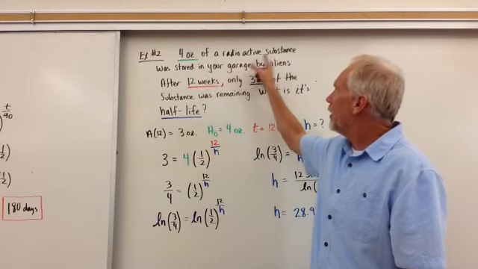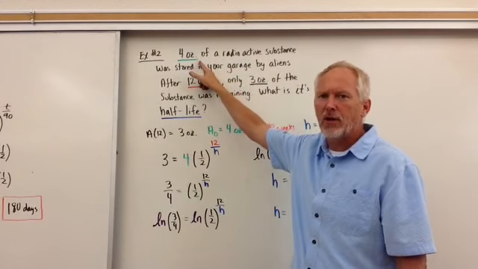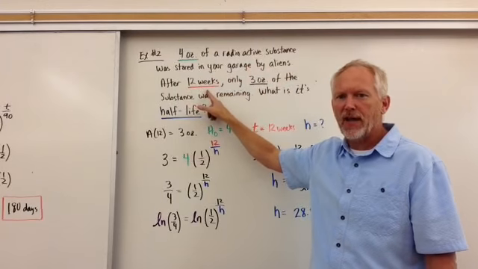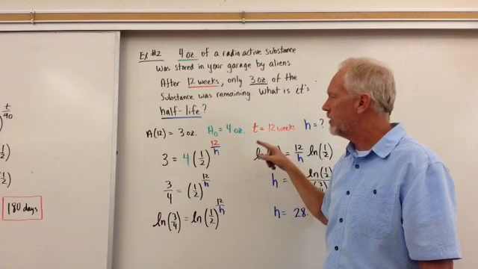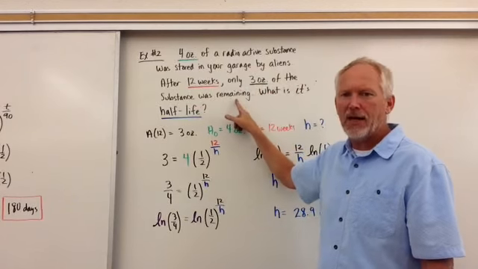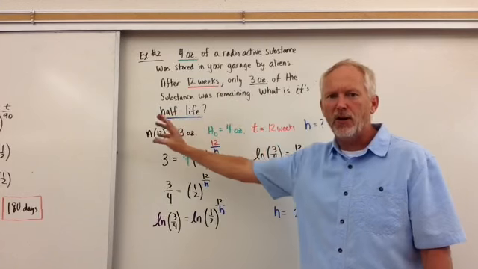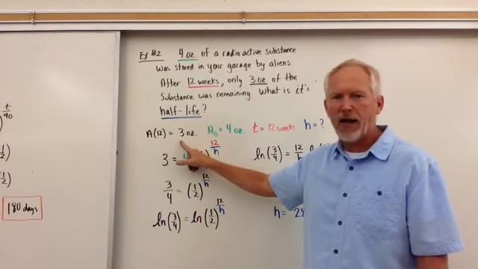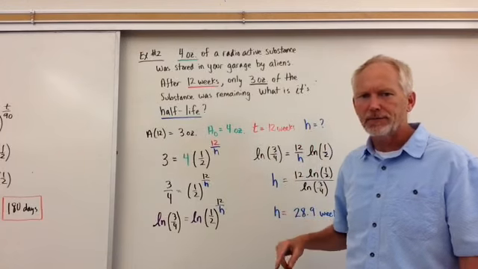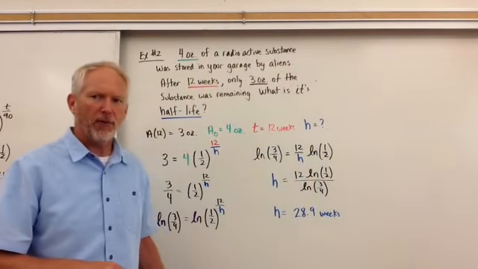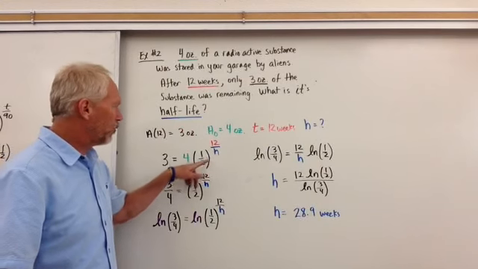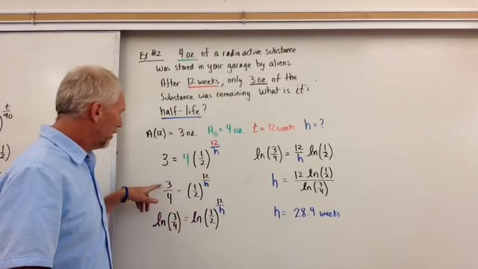So I was looking for the radioactive substance stored, that's the original amount, 4 ounces. After 12 weeks, that's the time, t, 12 weeks. A sub 0, 4 ounces. Only 3 ounces remain. All right, remaining, that's the final amount, so that is our A of 12. But half-life, we don't know. So let's see if we can solve for half-life now. We've got 3 equals 4 times 1/2 to the 12 over h.